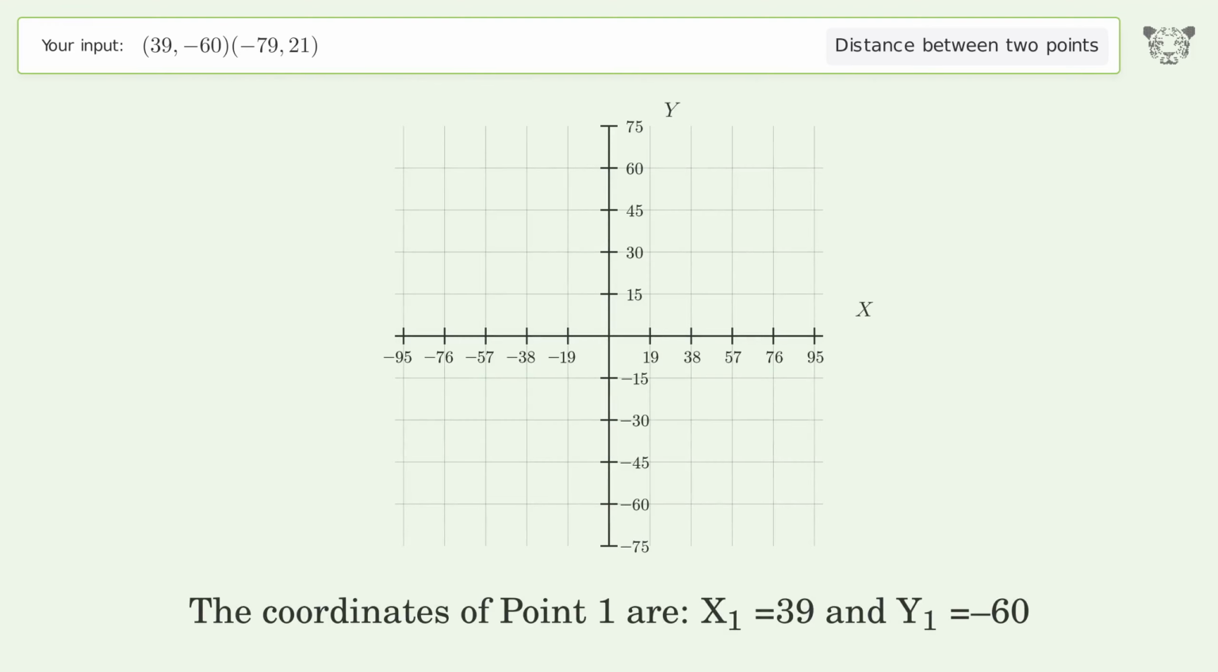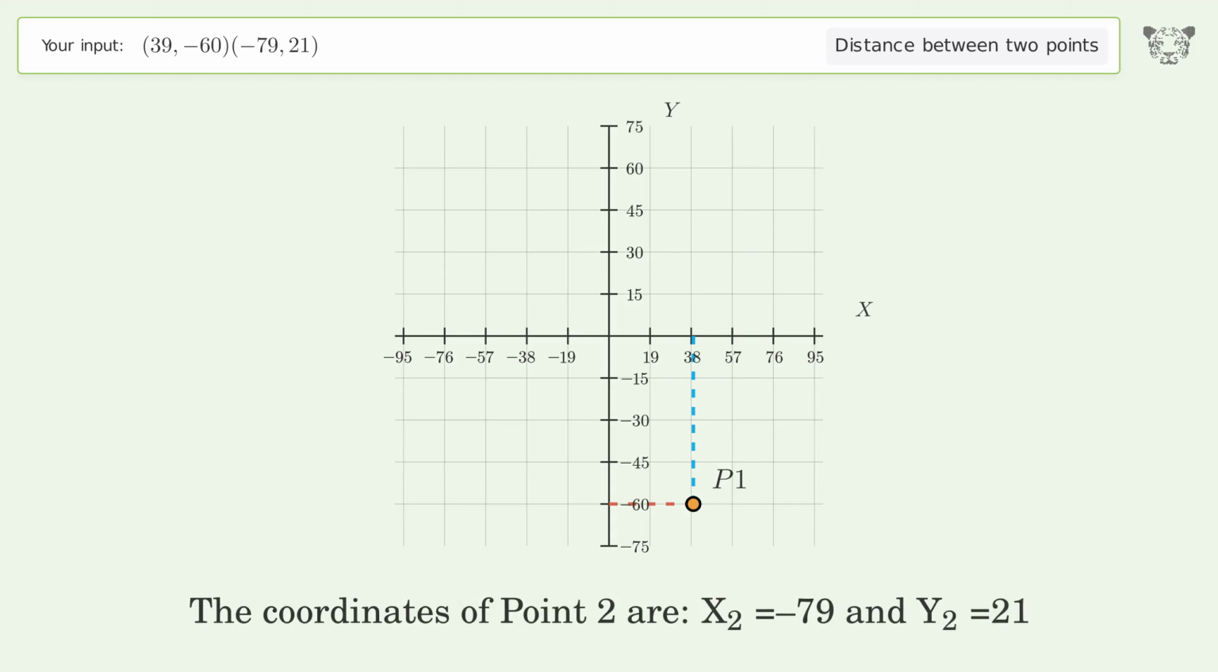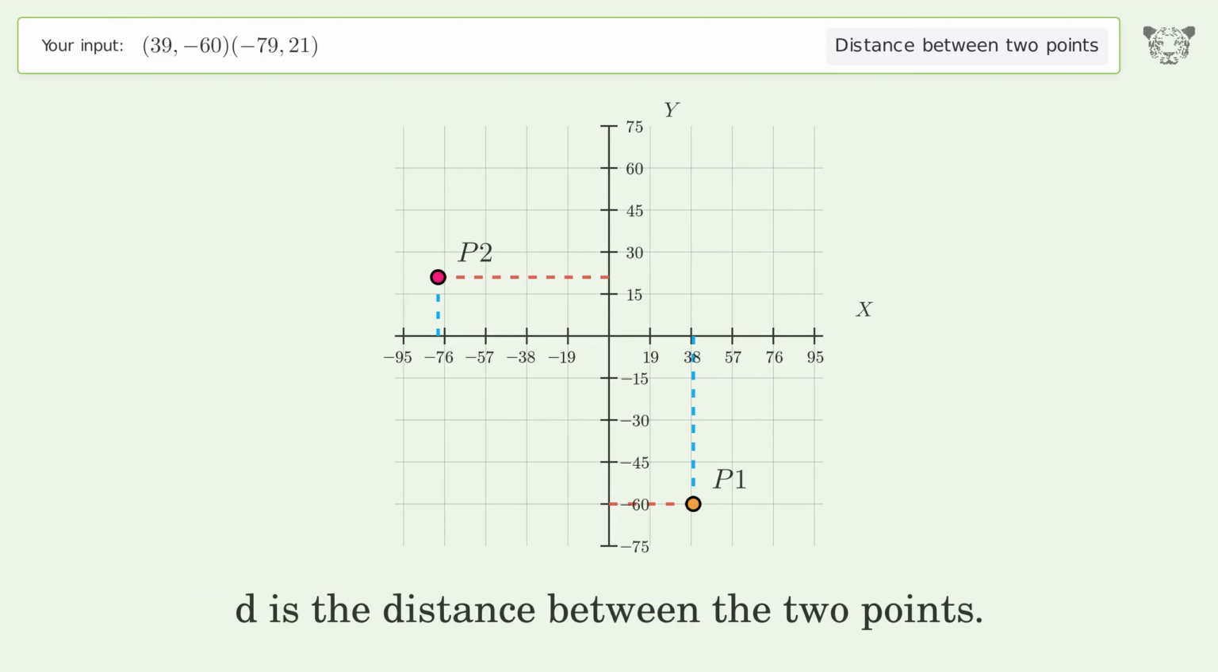The coordinates of point 1 are x1 equals 39 and y1 equals negative 60. The coordinates of point 2 are x2 equals negative 79 and y2 equals 21. D is the distance between the 2 points.